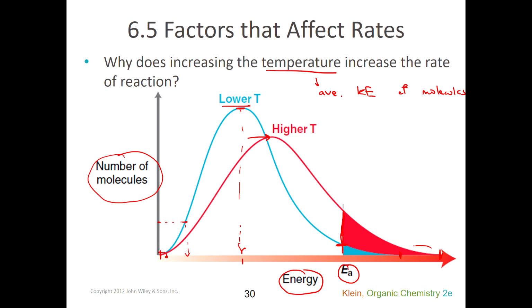So the red line includes a number of molecules with more energy, and it still includes molecules with very little energy, and so the distribution is much broader. And the net effect of that is that I have a greater population of molecules that have the energy necessary when they collide to start producing the products. So that's why if I increase the temperature, the rate of reaction will increase, because I have more molecules that will be colliding with enough energy to start making the products.